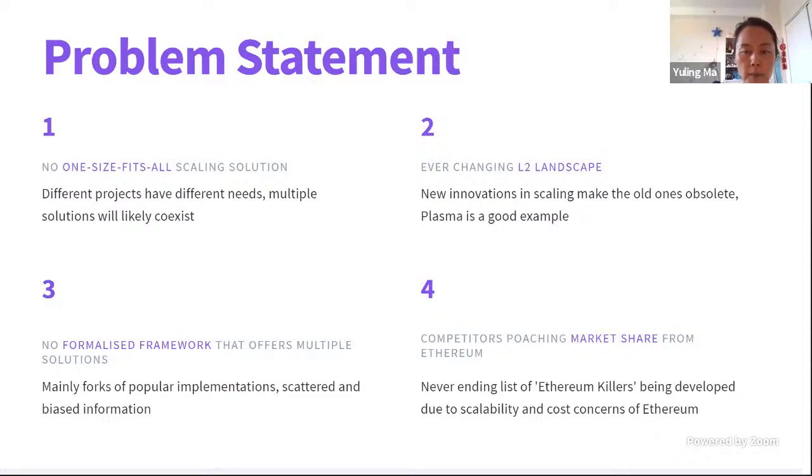So now Polygon is able to provide a Plasma POS hybrid solution. And then there's no formalized framework that offers multiple solutions. So it's clear that there will be a spectrum of different scaling options in the future.